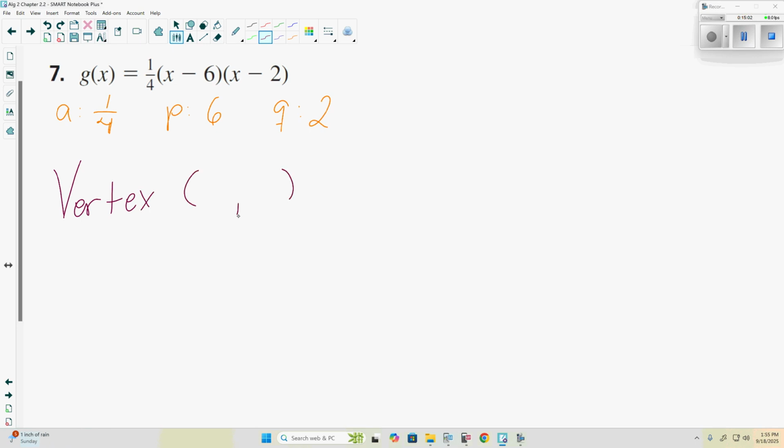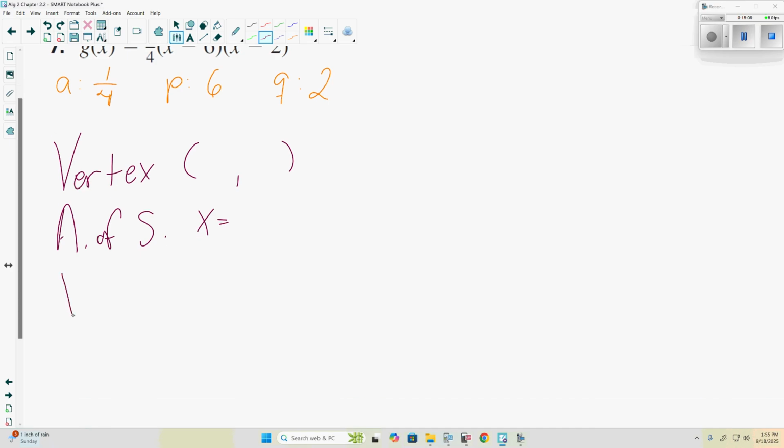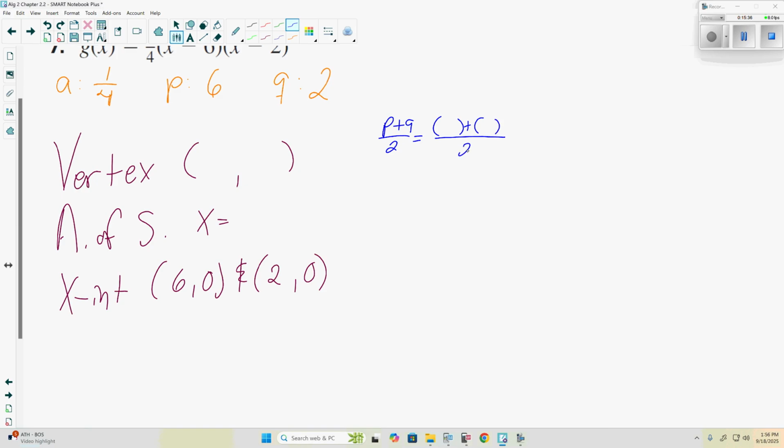Vertex, axis of symmetry, and x-intercepts. Now the x-intercepts are p comma 0 and q comma 0. So one of them would be 6, 0, and the other is 2, 0. Now the first thing we really need to calculate is p plus q over 2. So p is 6, q is 2. 6 plus 2 is 8, and 8 divided by 2 is 4.